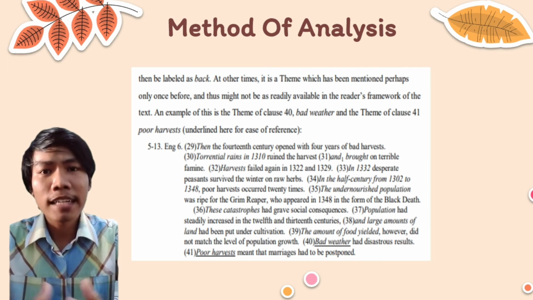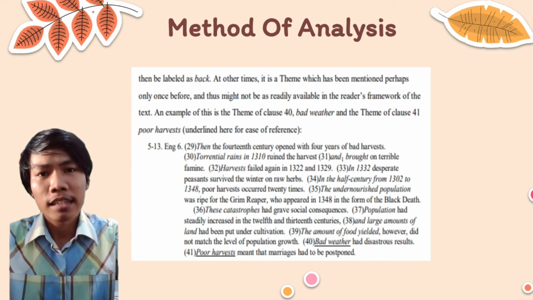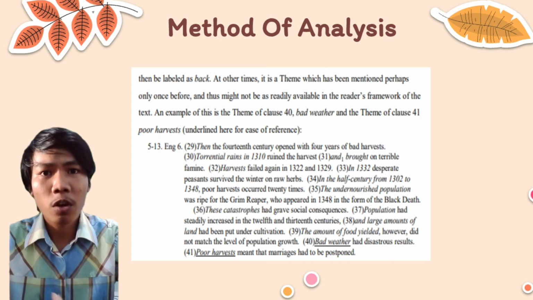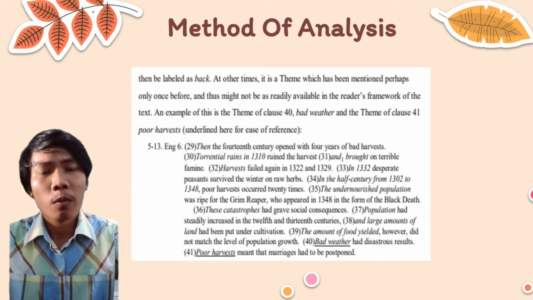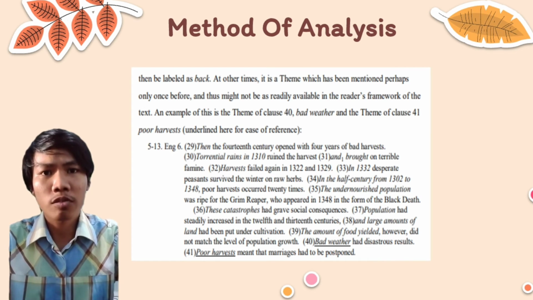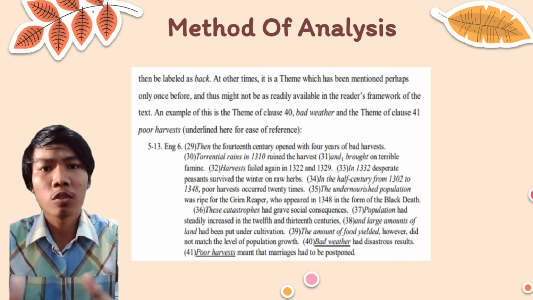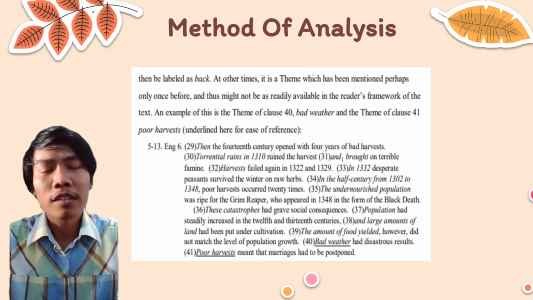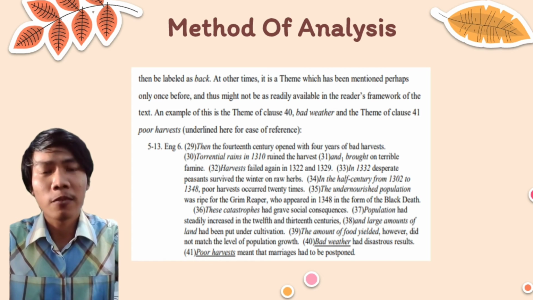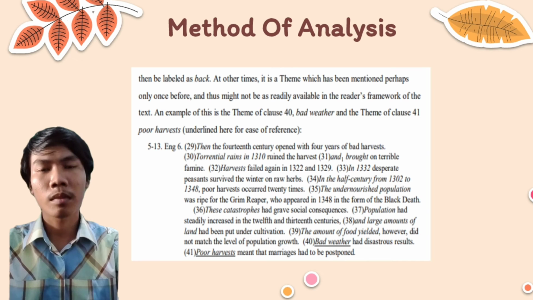For example, look at the theme of clause 40, where the weather had disastrous results, and the theme of clause 41, that is, poor harvest, meant that marriage had to be postponed. So, in this example, we know there is no repetition or synonym.